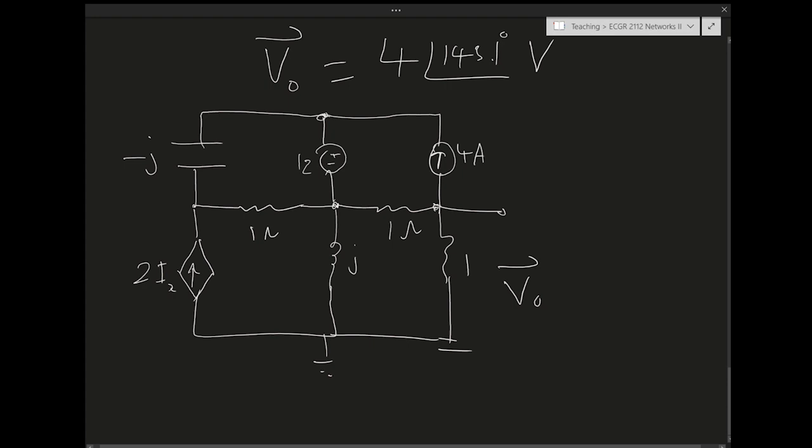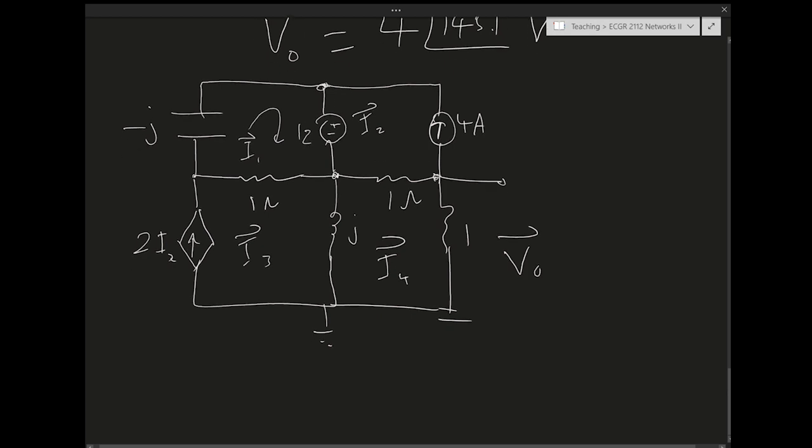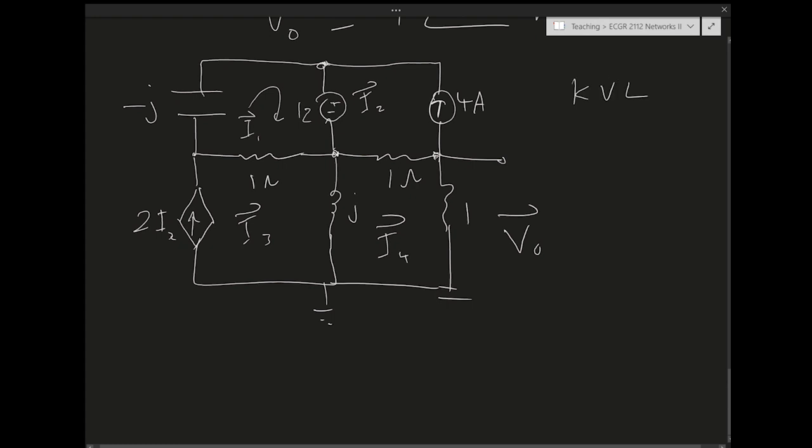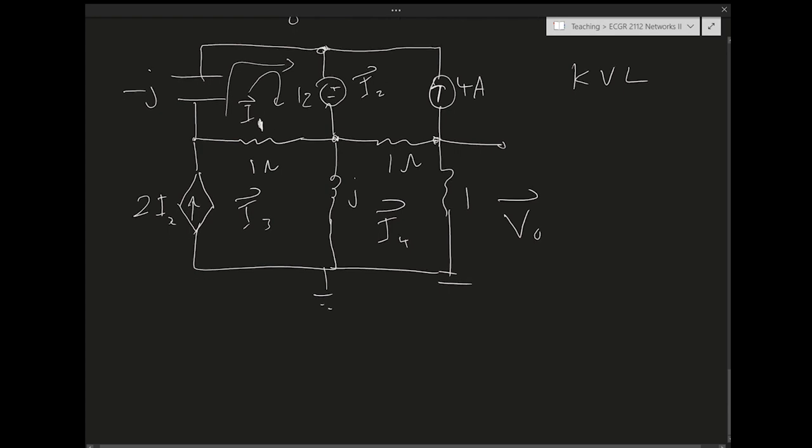To use loop analysis, we just identify the loops. It's easier just to do this: I1, I2, I3, I4. And just write down the loop equations. Apply KVL across all 4 loops. So let's start with the first loop, going this way. What's the impedance of the cap? It's minus J. It's always the impedance times the current that gives me the voltage in the KVL loop. So it's going to be minus J times I1.